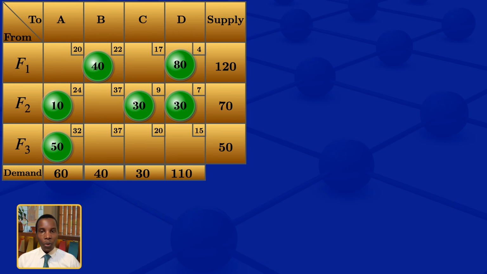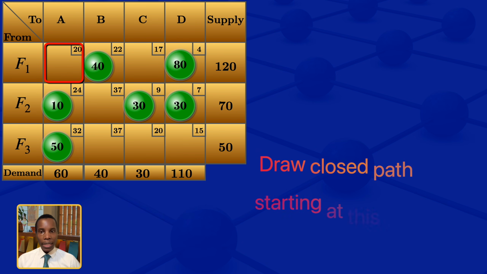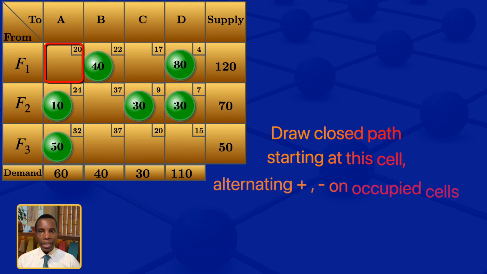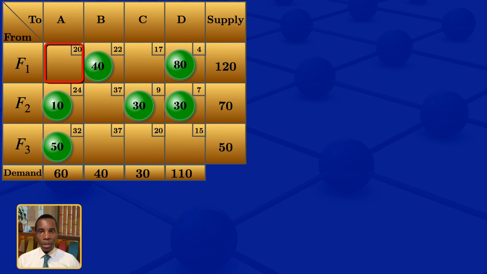And that is we allocate as much as possible to the cell that had the negative opportunity cost, which is this cell here, cell F1A. So starting at that cell, we draw a closed path, then put alternating plus or minus signs, and we'll be putting those plus or minus signs on occupied cells. So starting on this cell, we put a plus. Then we move to a cell which is occupied. Then we go on and put a minus.